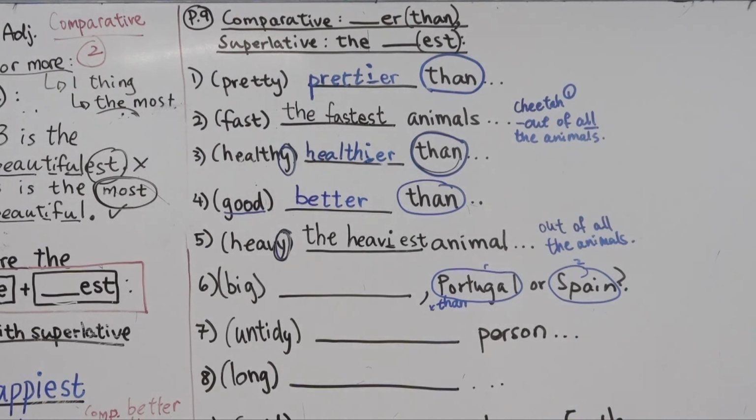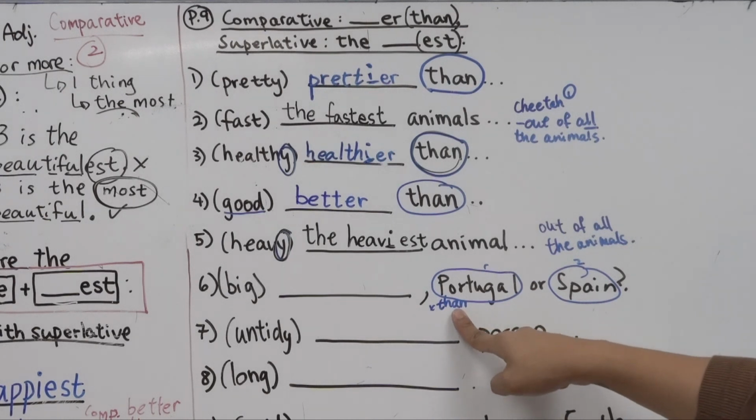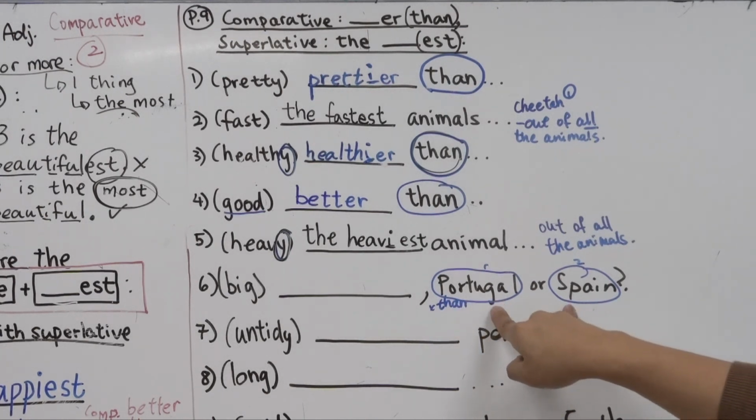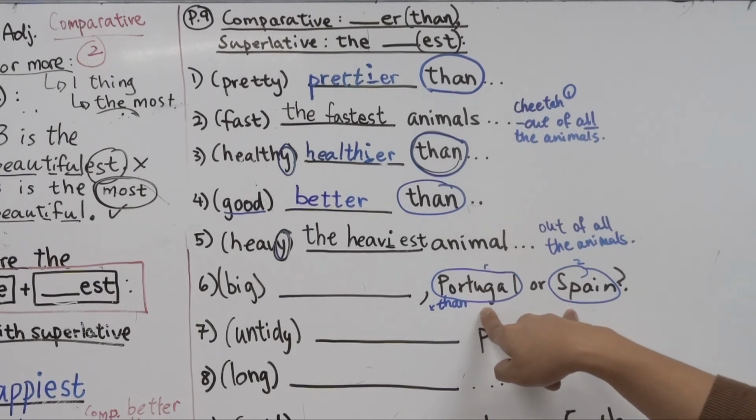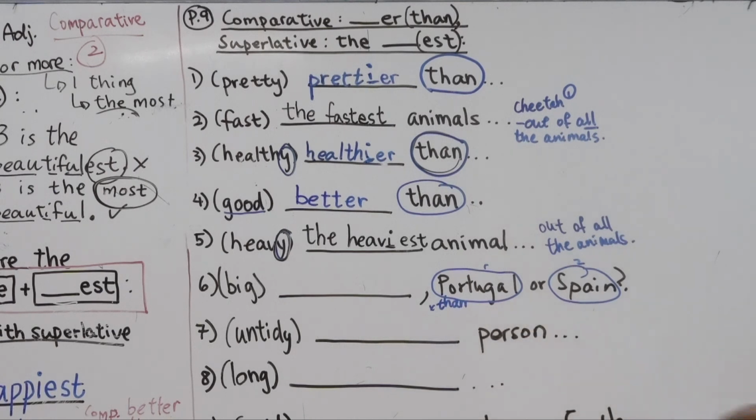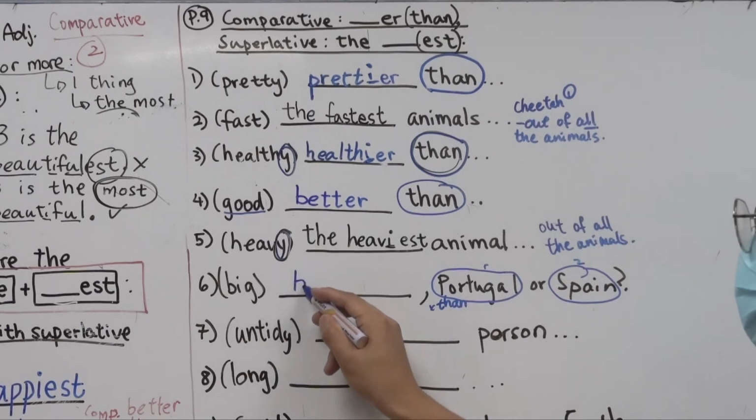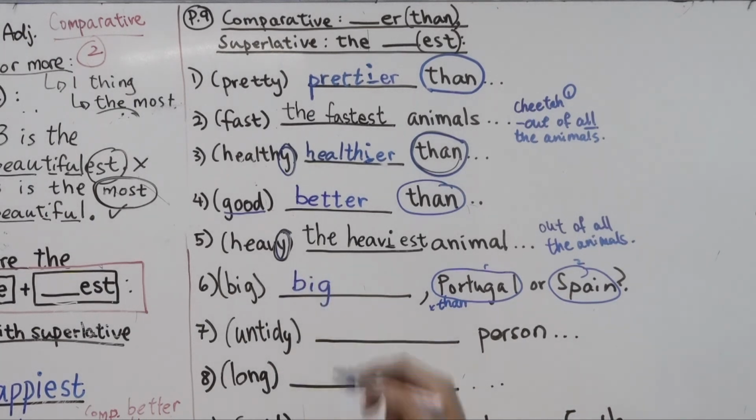Right? So even if we don't have the word than, we still have to look at how many things we're talking about. Portugal and Spain. So these are 2. And which one should we use for comparing 2 things? The comparative or the superlative? Right, the comparative, right? So it's BIG, right? Remember how to spell bigger, okay? So big S, we need to put another G.